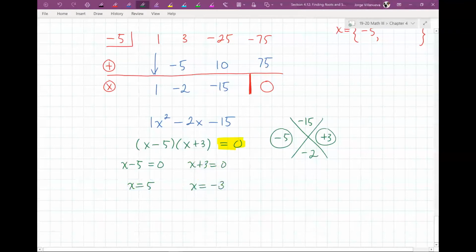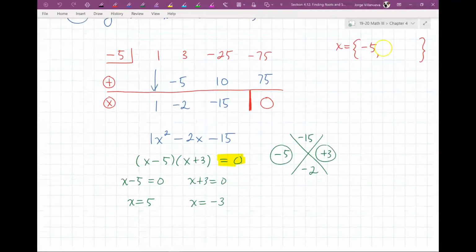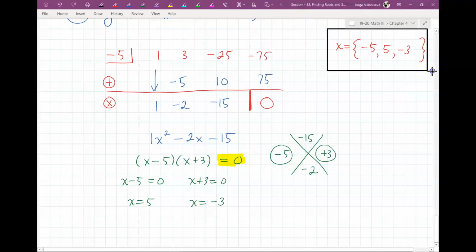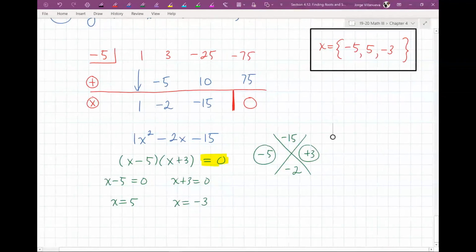So I have those two solutions on top of the negative 5. So that's basically 3 answers. So I'm going to put them right here. 5 and negative 3. I'm going to put them in a box here. And there we go. So those are my 3 solutions to this problem. Okay, so again, step 1, synthetic division. Step 2, wrote my answer. Step 3, factored. Step 4, solved. Right? So always 4 steps to do this stuff.